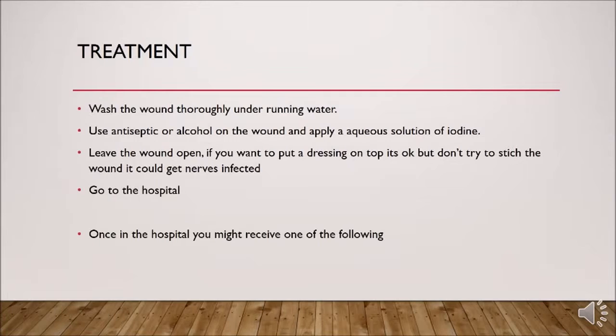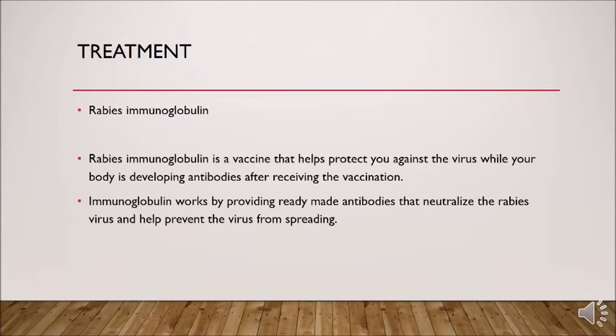So after that, you want to go to the hospital. You want to go and get things that will help your body fight off this virus. After you go into the hospital, you will probably see this name: rabies immunoglobulin. Rabies immunoglobulin is a vaccine that helps protect you against the virus while your body is developing the antibodies after receiving the vaccination.